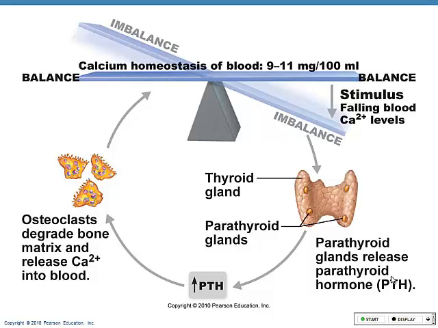Break down some of that bone, and release it where? Back into the circulatory system. Guess what happens to my seesaw? Whoop. Back to normal. Balance. Yes? Negative feedback mechanism: decreased calcium levels, parathyroid hormone, increased calcium levels. Increase calcium levels by stimulating who? Osteoclasts to break down bone.